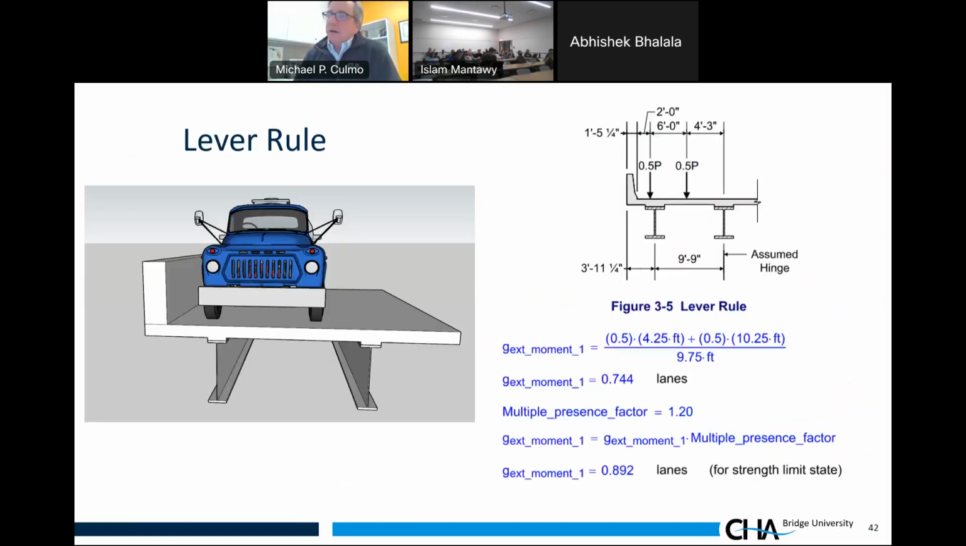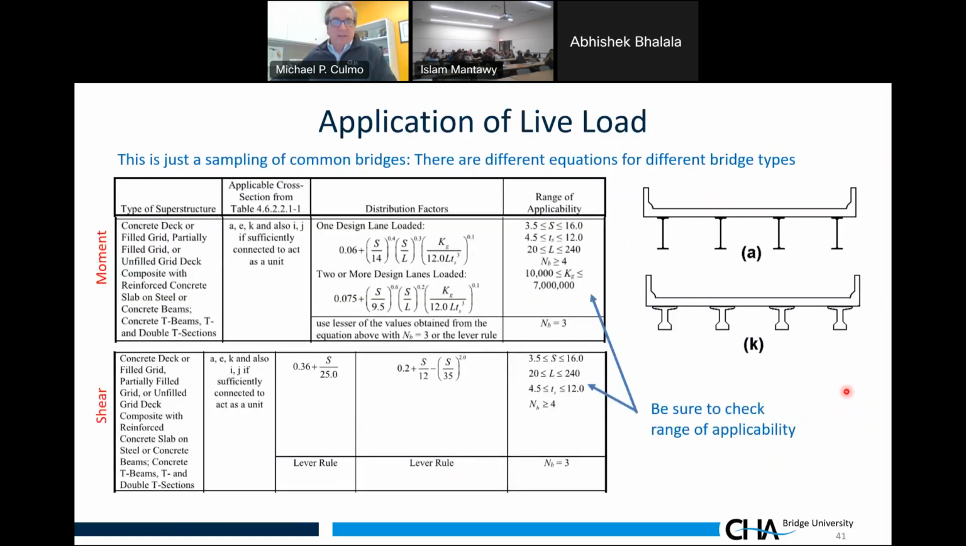Lever rule. The equations I showed before were for interior girders. Let me go back a slide. You'll notice these are for interior girders. If the number of beams is less than 3, or if you're looking at a fascia beam, an outside beam, use what's called the lever rule.